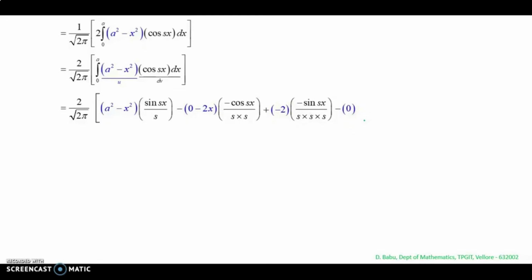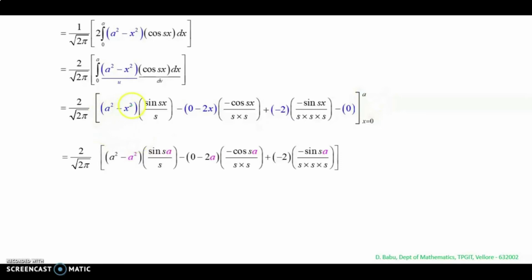So we apply the limits x equal to 0 to a, which is equal to 2 by square root of 2 pi. So substitute x equal to a. When x equal to a: a square minus a square, sin sa divided by s, minus 0, minus 2a, minus cos sa divided by s square, plus 2 into minus sin sa divided by s cube. This is the upper limit minus the lower limit. For the lower limit, we have to substitute x equal to 0.